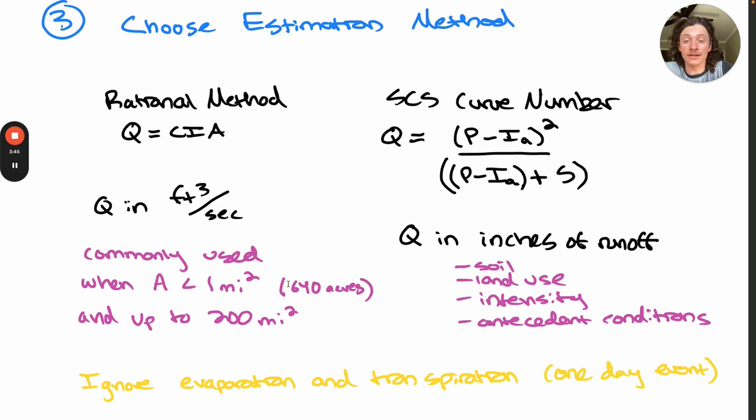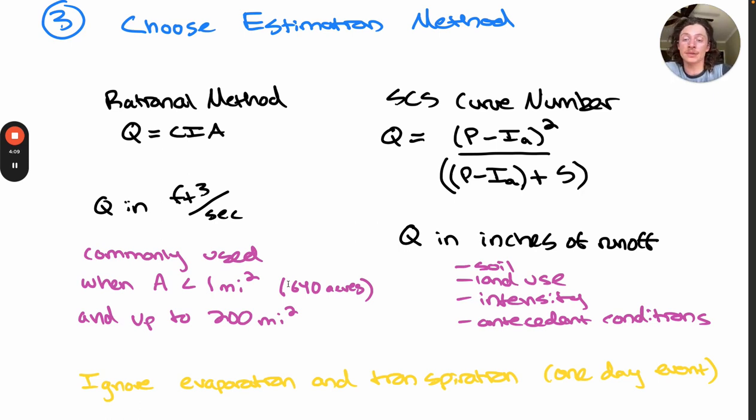First, we'll focus on the SCS curve number method, which is a function of soil type, land use, rainfall intensity, and the antecedent rainfall conditions, so previous wetness or dryness. Because we're only concerned with a 1-day maximum flow event, we will also ignore evaporation and transpiration, which is going to be evaporation of water and the plant intake of water.